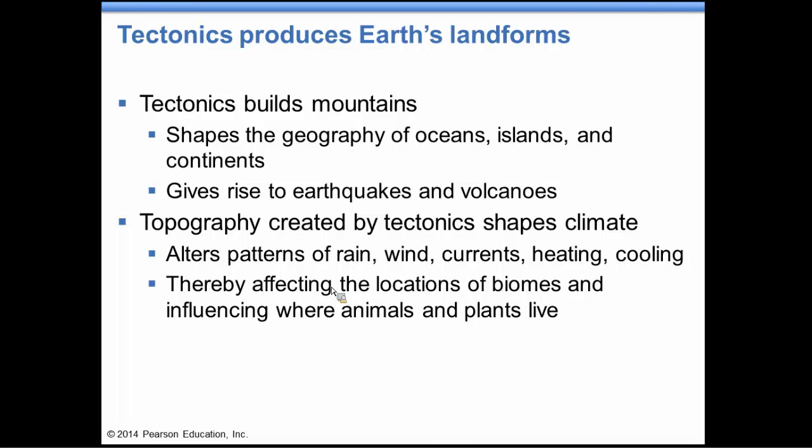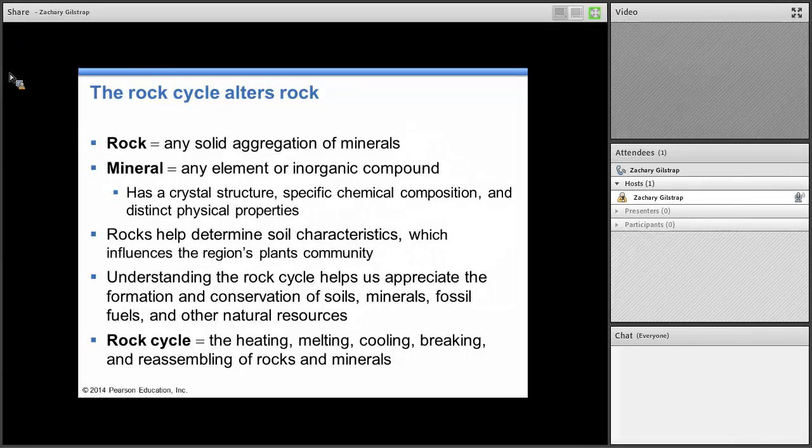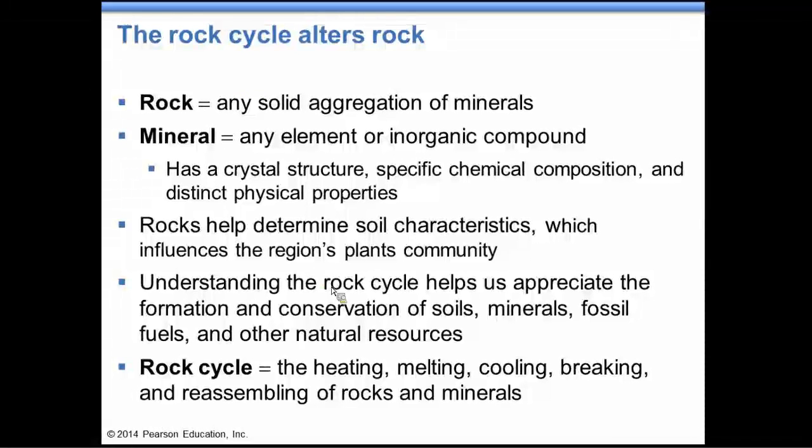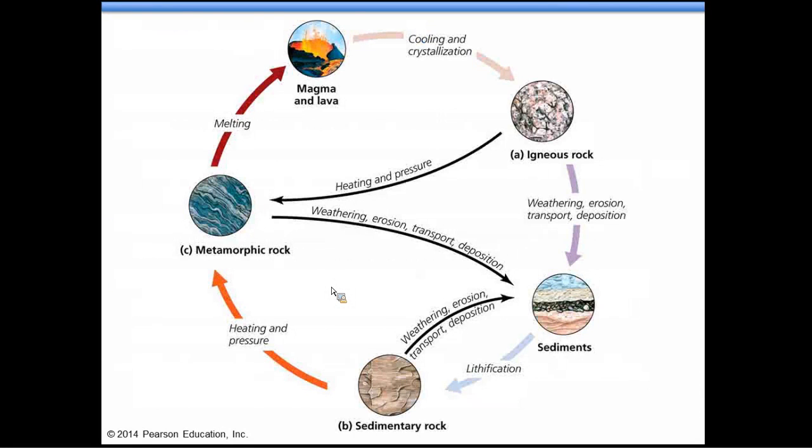The rock cycle alters rock. Over geological time, rocks and the minerals that comprise them are heated, melted, cooled, broken down, and reassembled in a very slow process called the rock cycle. A rock is any solid aggregation of minerals. A mineral is any naturally occurring solid element or inorganic compound with a crystal structure, a specific chemical composition, and distinct physical properties. Here we have a very expertly illustrated picture of the rock cycle.